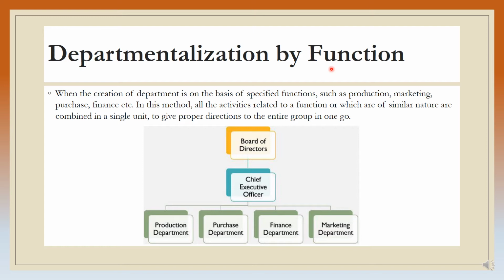So, typically, this is how departmentalization by function looks like. There are the board of directors, chief executive officer, then there are production, purchase, finance, and marketing. This is the typical way the organizations are departmentalized.